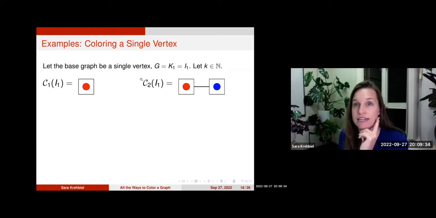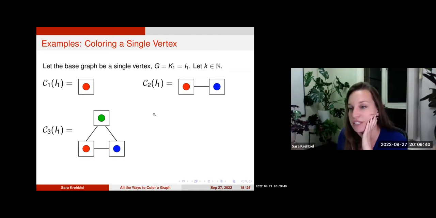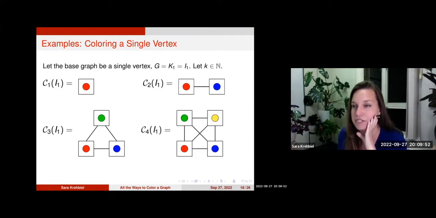So think in your head for a second about what C3 of I1 is going to look like. And if you were thinking it would look like a triangle, you're absolutely right, because it doesn't matter what color I pick, I can always just recolor to a different color. And now if you have the pattern for C3, you probably have the pattern for C4. If I have 4 colors, then I can swap between any of those colors to color that single vertex.